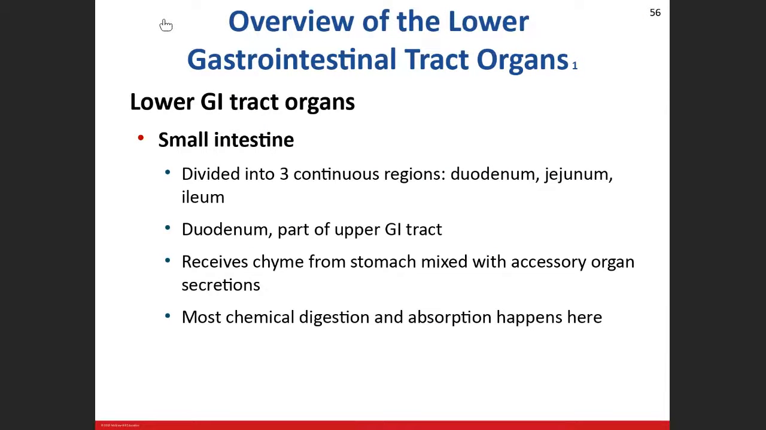Well, let's jump into the next portion of the digestive tract. We're going to talk about the lower gastrointestinal tract. We're going to start off with the small intestine.